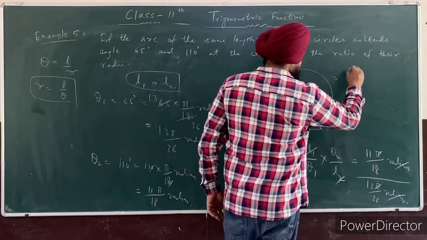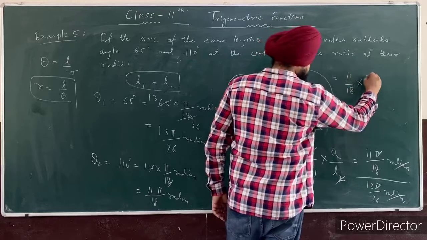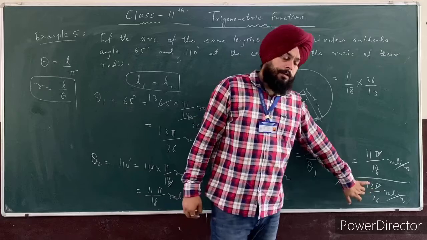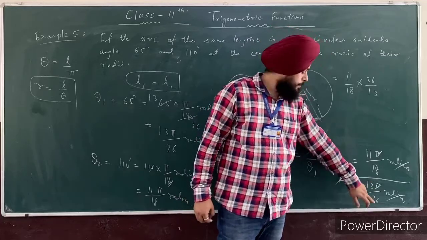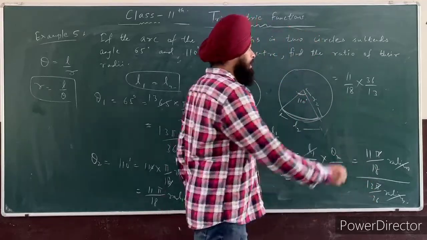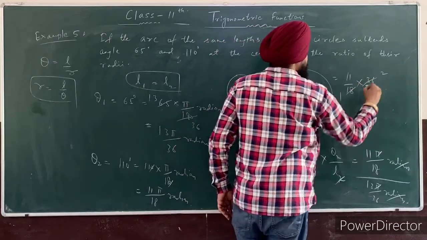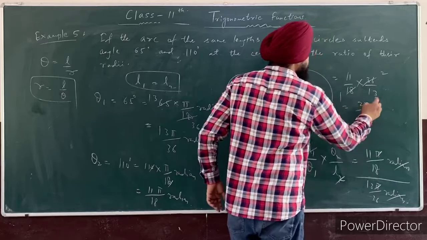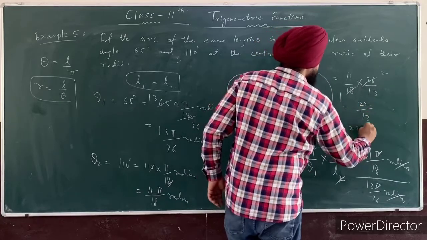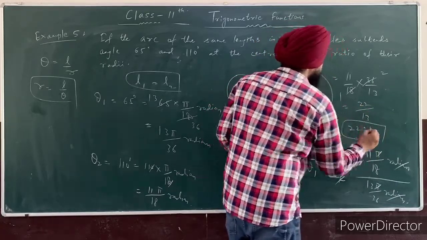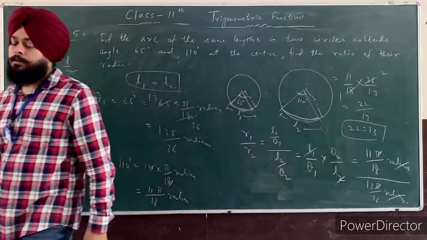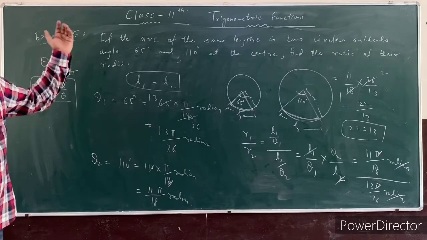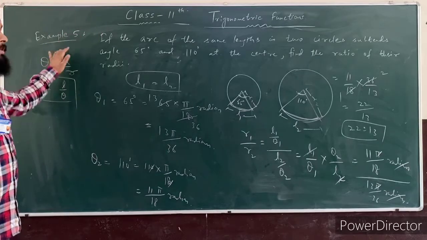Now what? 11 by 18 multiplied by 36 by 13. You have to do the reciprocal again of 13 by 36, so it becomes 36 by 13. Now 18 goes into 36 two times, so 11 times 2 is 22, divided by 13. So what is the ratio? The ratio is 22 to 13. Yes students, so 22 to 13 is the ratio of the radii of these two circles. Clear? So this is example number 5.